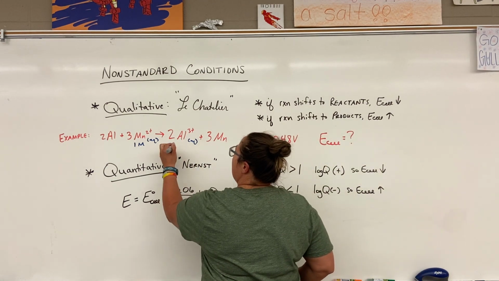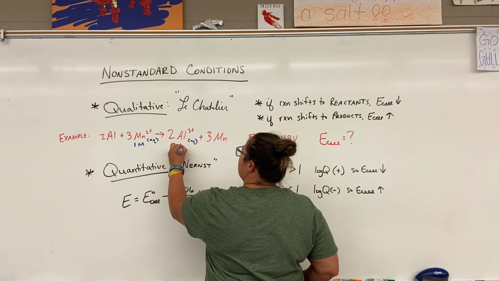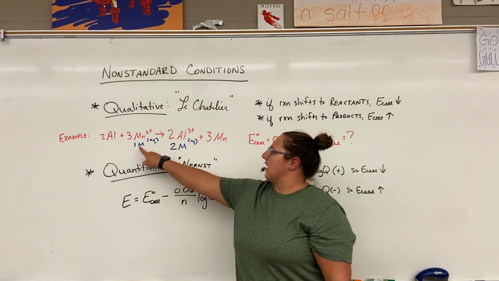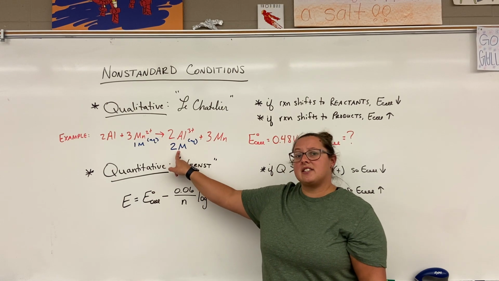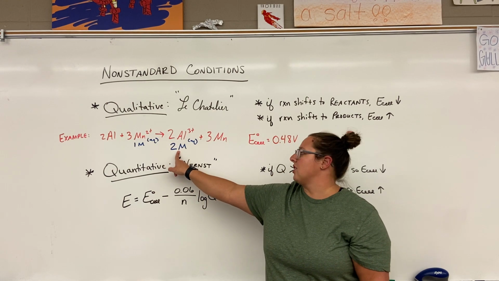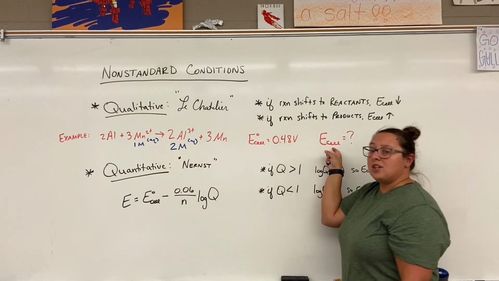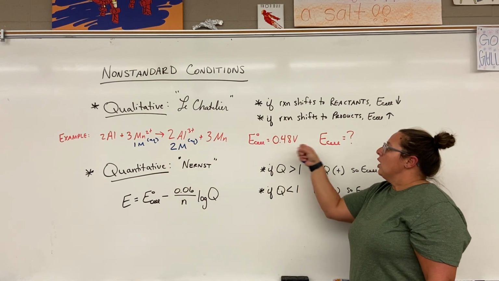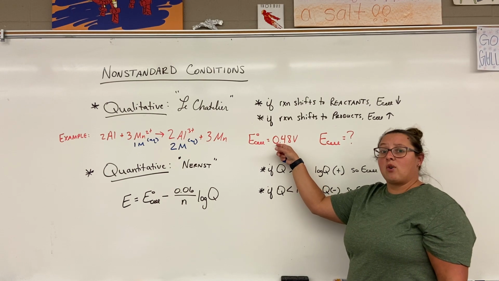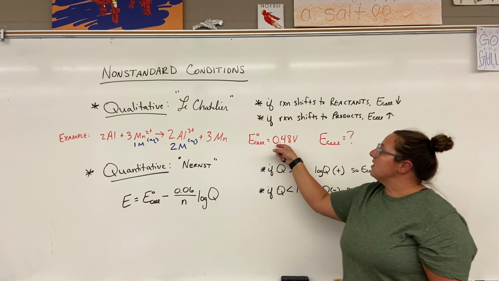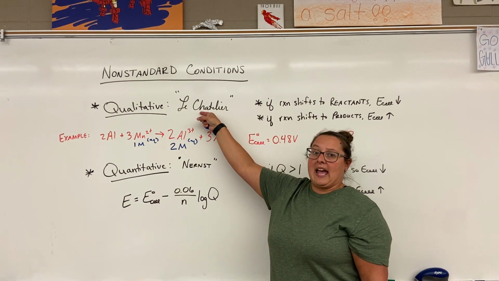Let's say that instead of both of these solutions being 1 molar, that I have increased the aluminum's concentration to be 2 molar. What will happen to the new Ecell value? Will it be higher than 0.48 or will it be lower than 0.48? So this is where we use Le Chatelier.